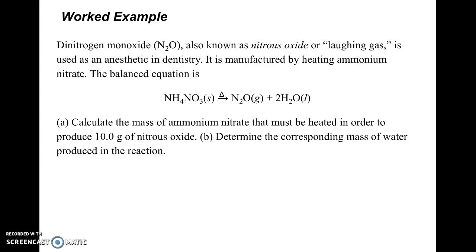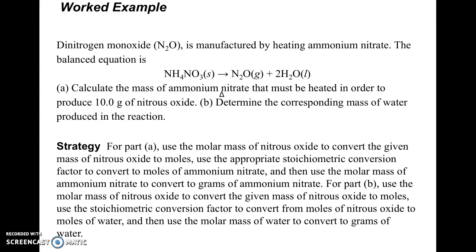The difference here is that we're given grams, not moles. So, the strategy is to come up with a molar mass of nitrous oxide so that you can convert your mass to moles, because stoichiometric calculations are always done with moles. And it asks you to determine the mass of ammonium nitrate that you would need. So once you get the number of moles of ammonium nitrate, you can convert that to grams. And the same thing with the water.